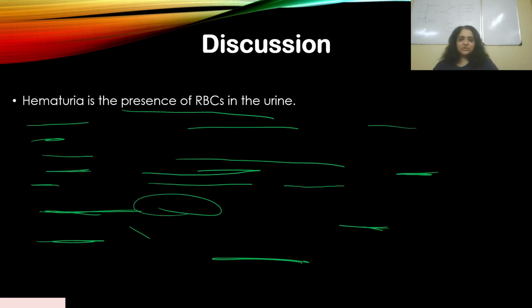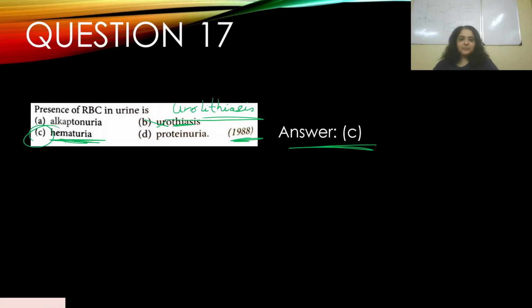If you go back to the question, presence of RBC in urine is hematuria. Clear? This hemat comes from the hemocytes.